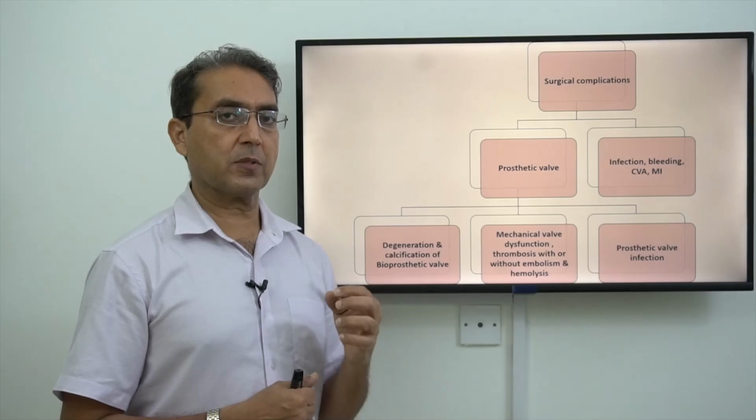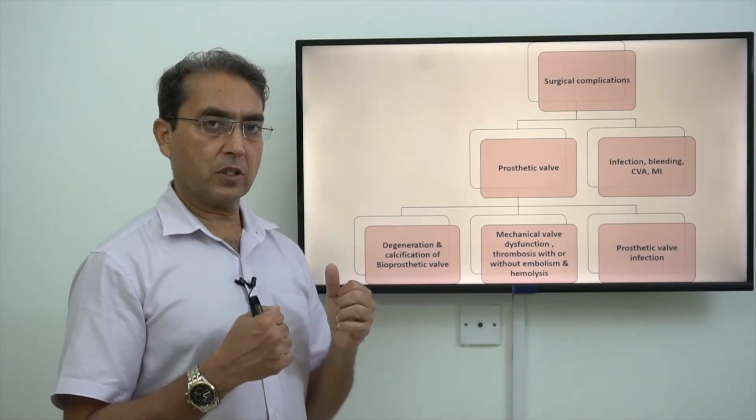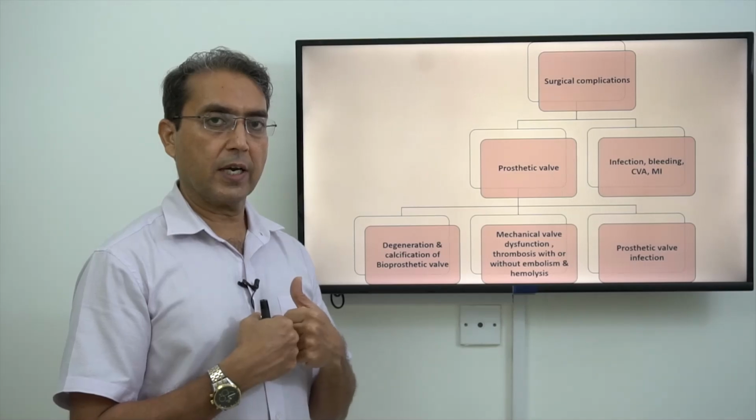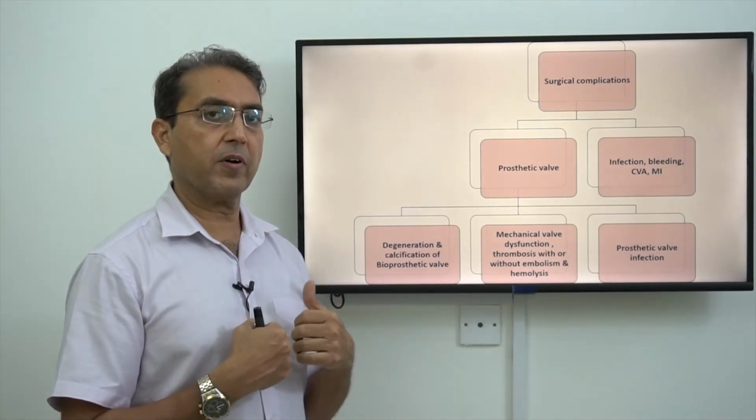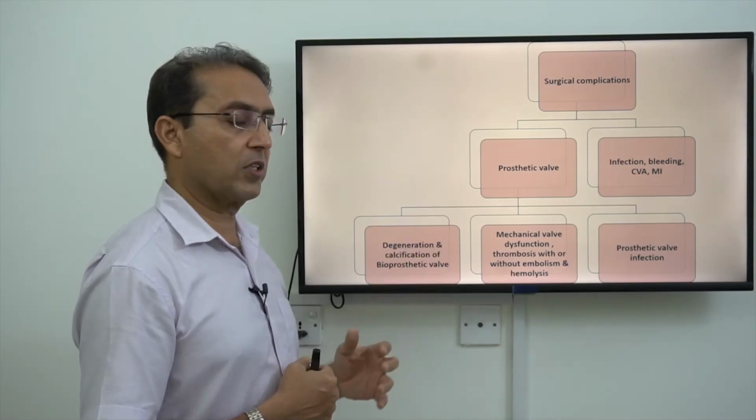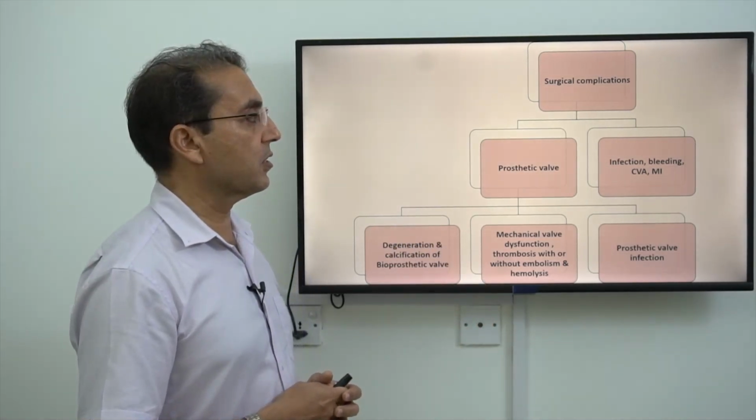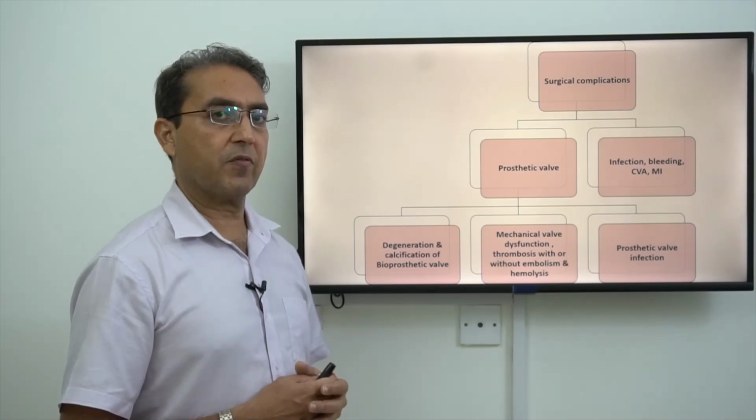And there may be hemolysis because the discs which strike each other in a metallic mitral valve may result in hemolysis. So these may be complications of the surgery. So this was all about mitral valve regurgitation.